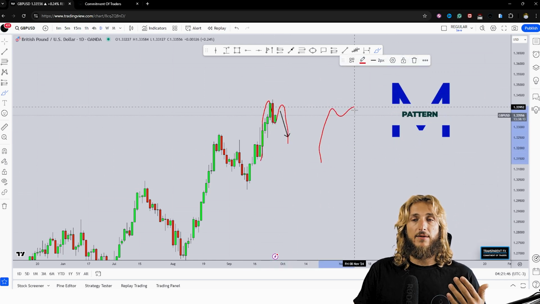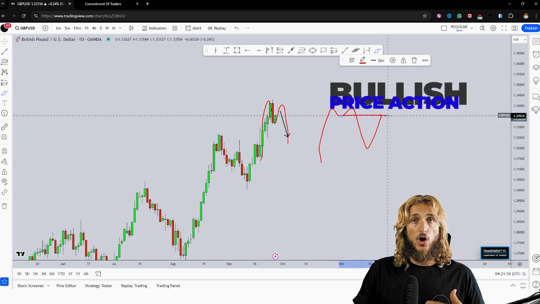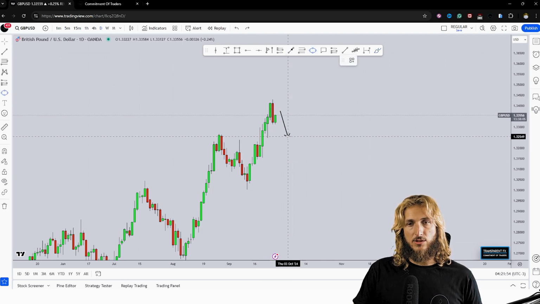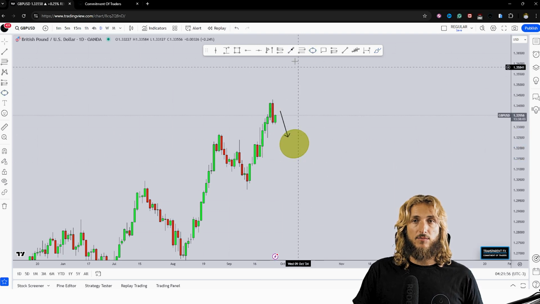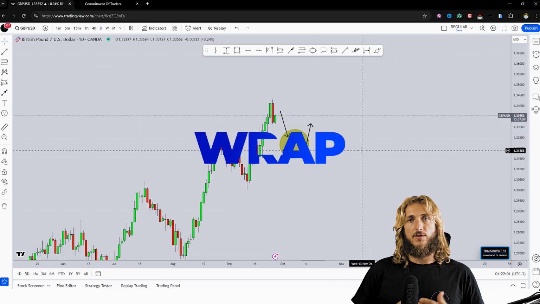And in general, after the creation of an M pattern, what you would expect is a potential rejection higher, completing the M pattern at the neckline. So if the market here does create this M pattern, at that point, what would I expect? Well, as usual, trading is reactive and not predictive.